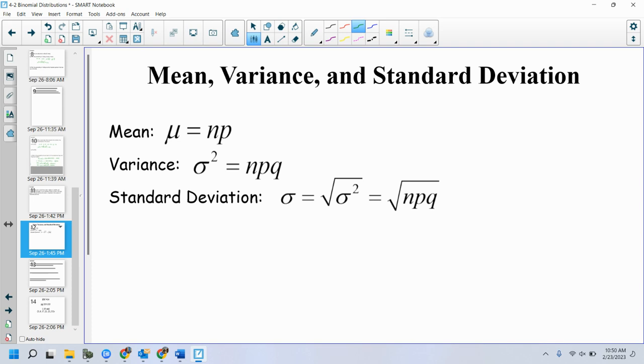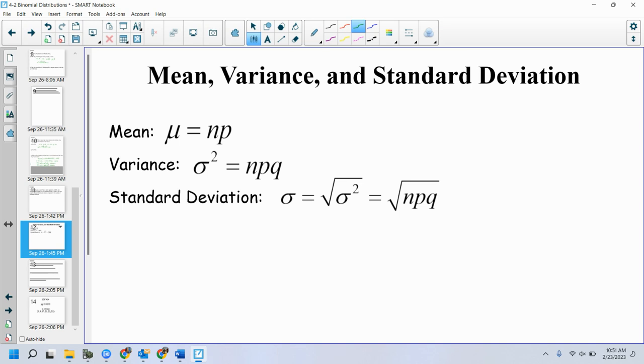Remember, mean is like expected value, right? Mean is like expected value. If I say I have a 0.3 chance of success and I'm running 10 trials, I expect to see 3 successes, right? If I've got 10 trials and my probability of success is 0.3, I expect to see 3 successes. N times the probability of success. That's our average. That's our expected value.